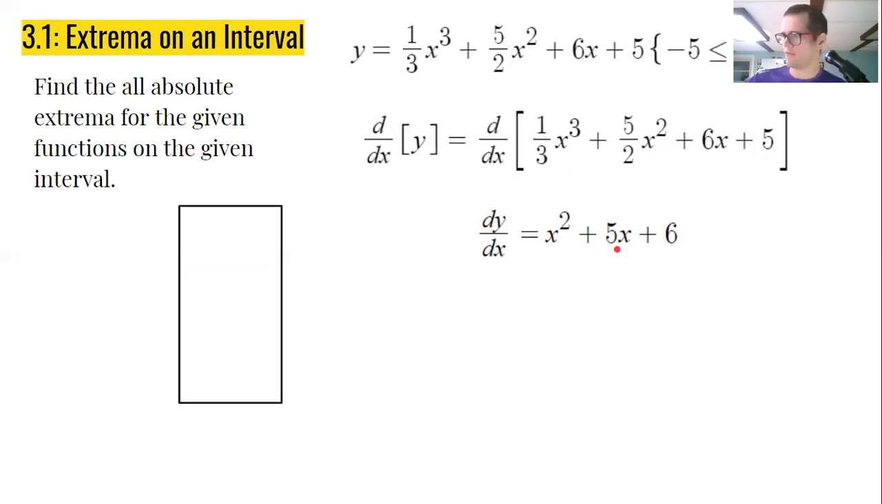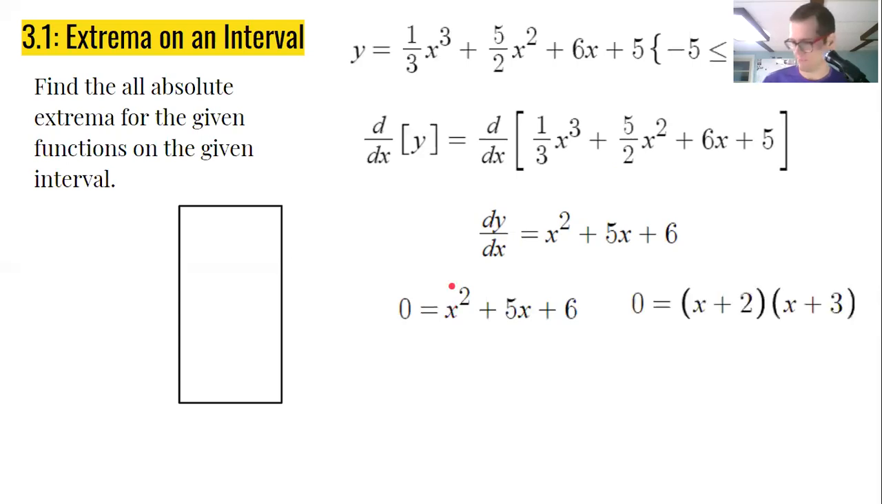So now that we have a derivative, we want to figure out when that derivative is equal to 0 so we can find the critical points. So set it equal to 0, and we can go from there. Noticing it's a quadratic means we might be able to factor that. So let's try that. And it does. It factors into (x plus 2)(x plus 3).